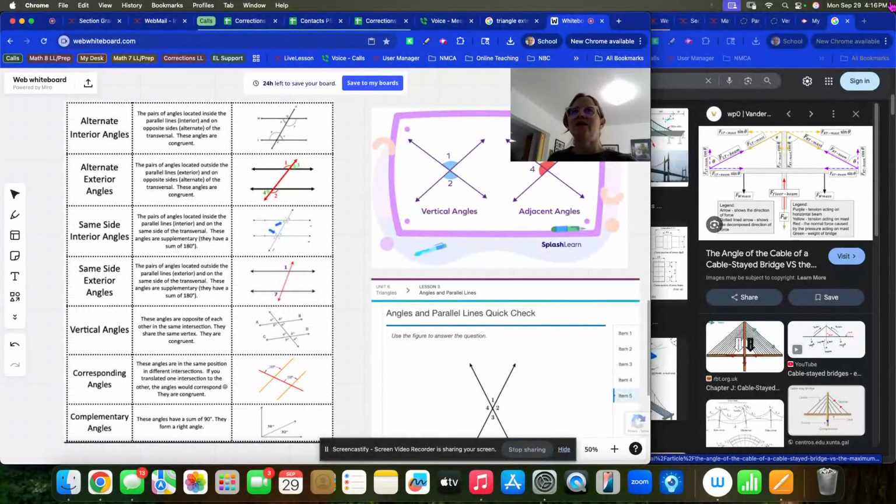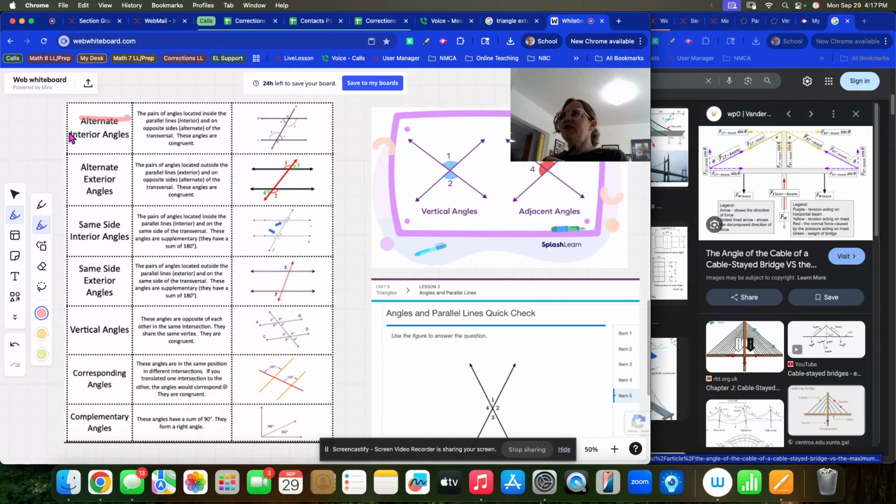Hi everybody, it's Miss Saltstein, and this lesson 3 in Unit 6 is all about the angles that are formed when we have intersecting lines, okay? There are a lot of different names that we have for these angles, and that's why I included this sheet here in your notes, okay?